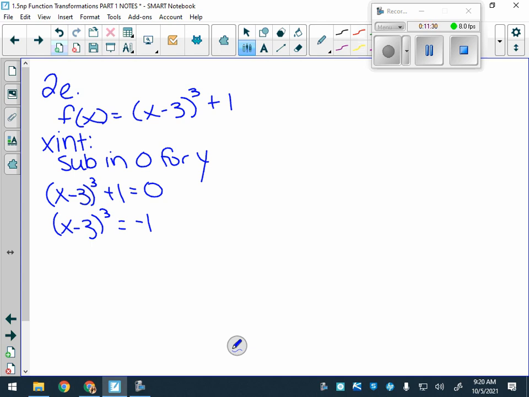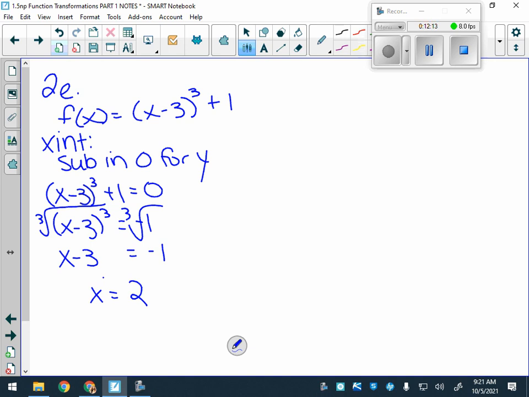Let's fix this. So we take the cube root. You're able to take a cube root in this answer. I just saw that's wrong. x minus 3 cubed plus 1. You could take a cube root of a negative number, which would be what? Yep, it would just be negative 1. Then you have x minus 3, you add 3, which would be 2. It should say 2, 0, not 3, 0. So 2, 0 is your x-intercept.